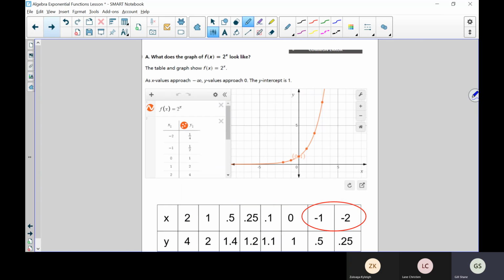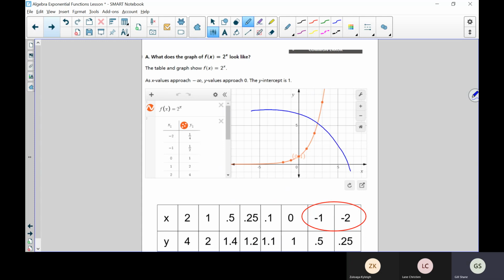What kind of equation, or what kind of graph is that? Exponential growth or exponential decay? Growth, because the values are going up. If you look at a graph and as my x values get bigger, meaning I'm going to the right, the y values are also getting bigger, that is growth. And if it's curved, it's exponential. So that's exponential growth.